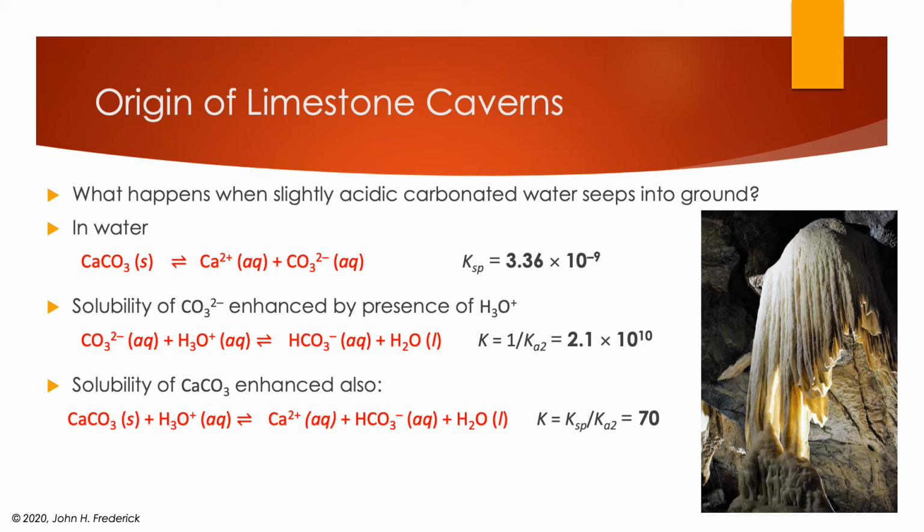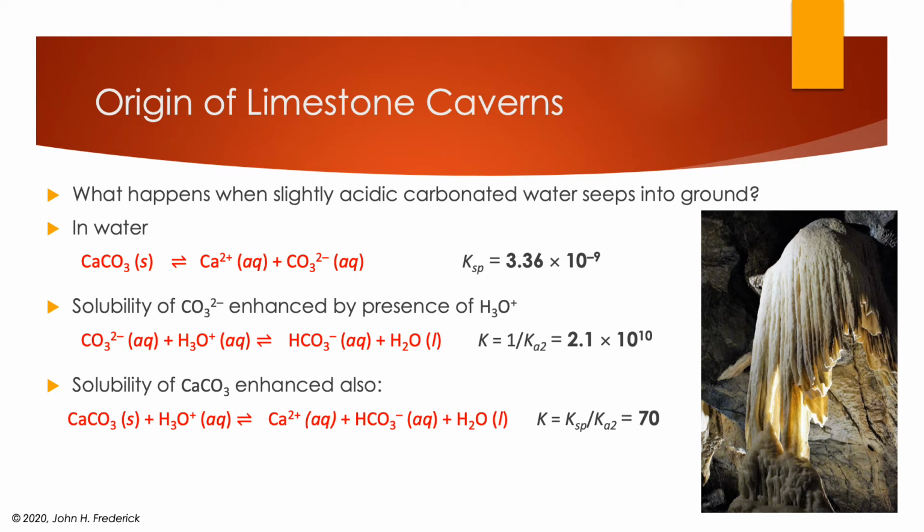So let's go through this. We've got calcium carbonate solid and hydronium ion, so that's the acid in the solution. It's going to produce calcium ions in solution, bicarbonate in solution, and water. And this has a reasonably large equilibrium constant too, although it's not like the previous one, but 70 means that most of this reaction is going to go forward into products.